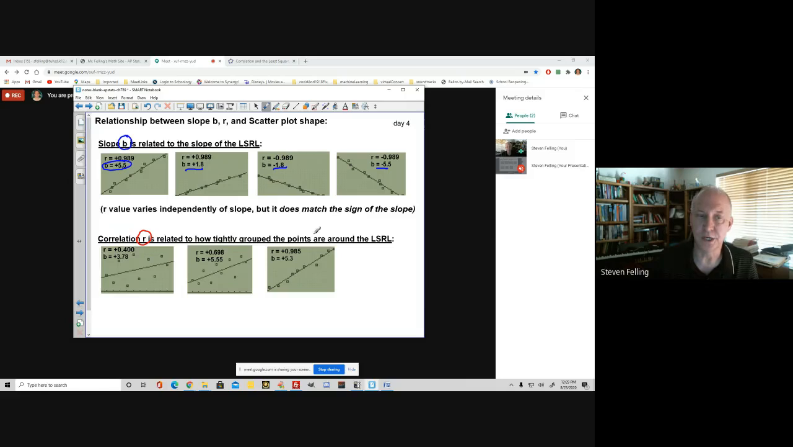And really the only connection between the two that seems apparent is that the signs are the same. So when the slope is positive, r is positive, and when the slope is negative, r is negative. That is true. But other than that, you can have any slope and any r being mixed. Okay, just the signs have to match.